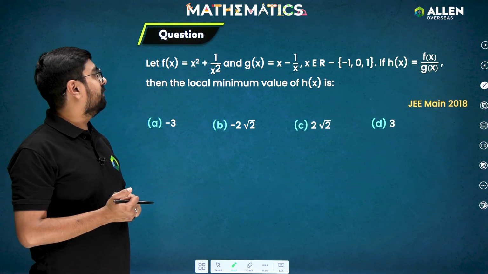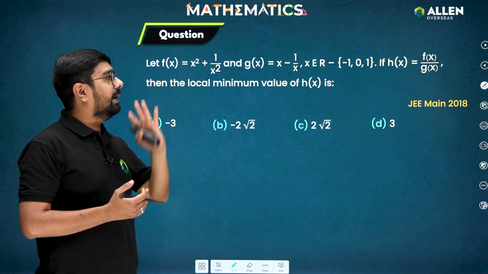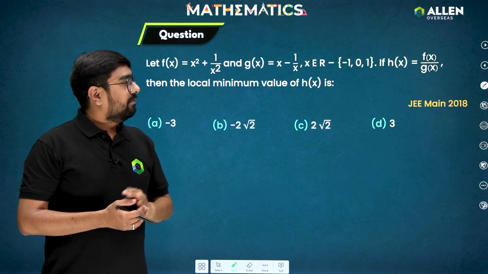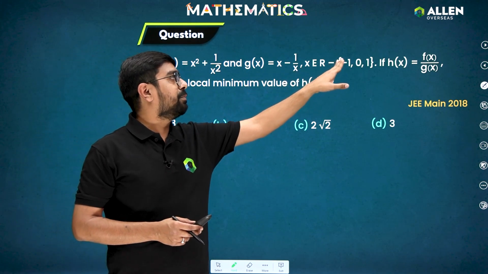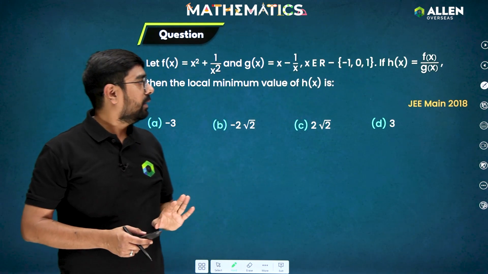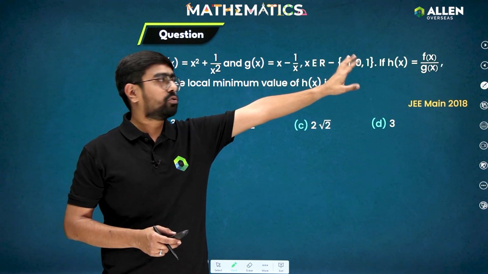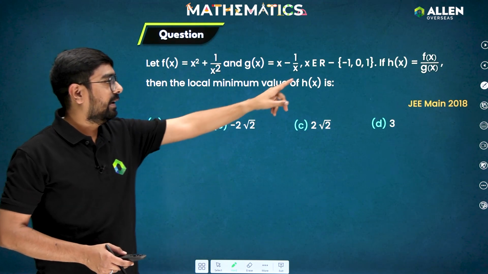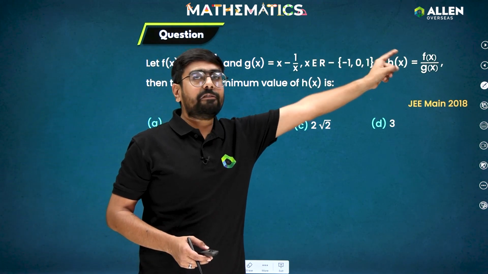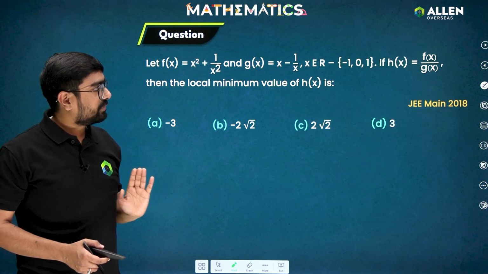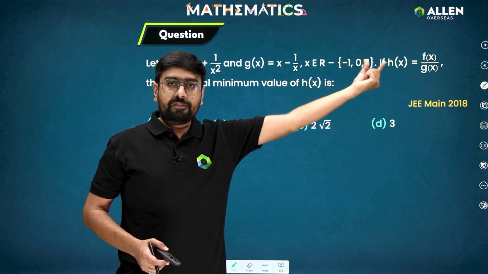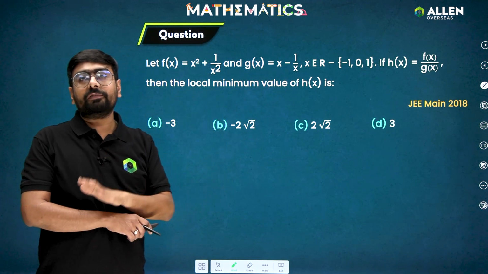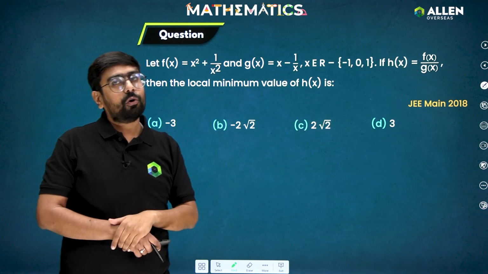Let f of x be a function which is equal to x square plus 1 by x square, and g of x be a function which is x minus 1 by x, where x belongs to real numbers except minus 1, 0 and 1. You must have understood why we are excluding minus 1, 0 and 1. At these values, the functions are not defined. And h of x is f of x divided by g of x. We have to find the local minimum value of h of x among these four options.